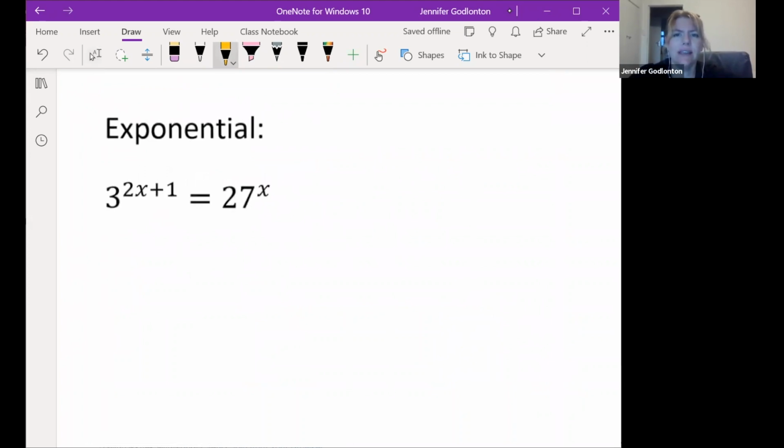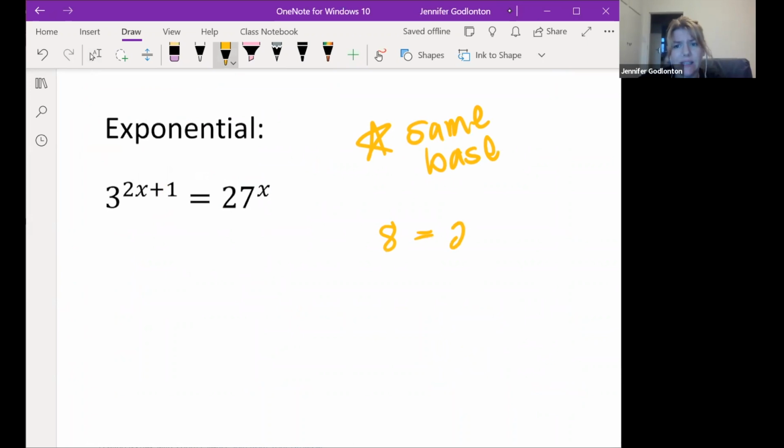Exponential equations. The key to exponential equations is to make sure they have the same base. What I mean by that is, if I have the number 8, I need it to have a base of 2. So 2 to the power of 3 is 8.